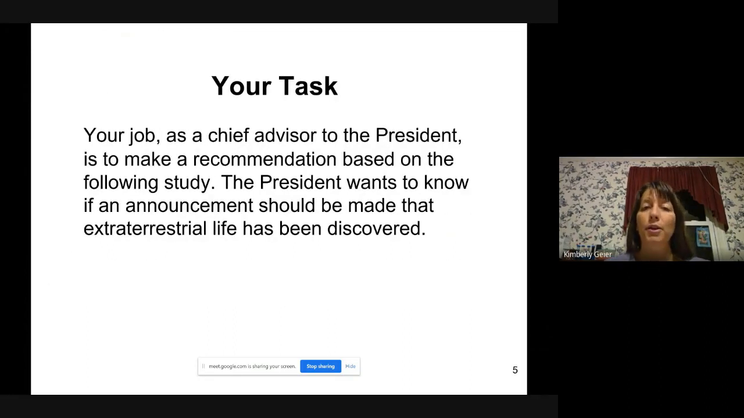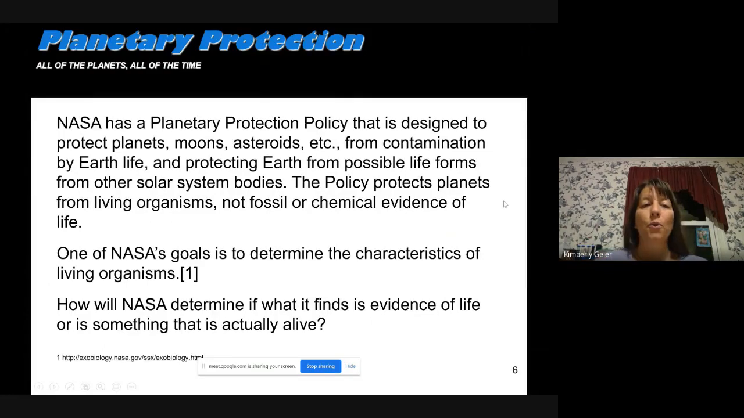So, here is our task as part of this case study. We are pretending that we are advisors to the president, and we have done a study, and we need to make a recommendation based on this study. We've made a discovery, and we need to see if we think extraterrestrial life has been discovered. So, a little bit of truth.